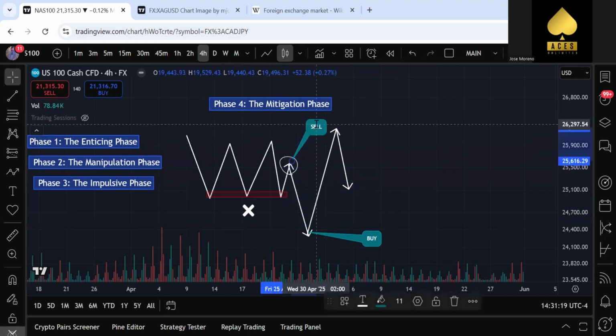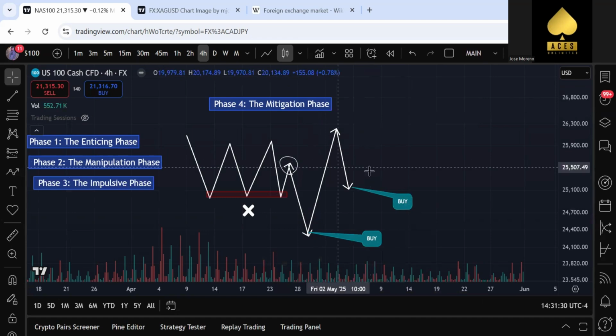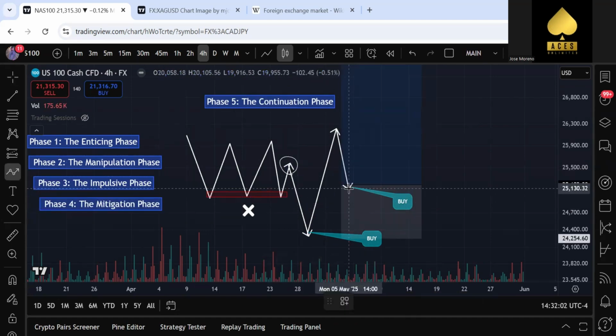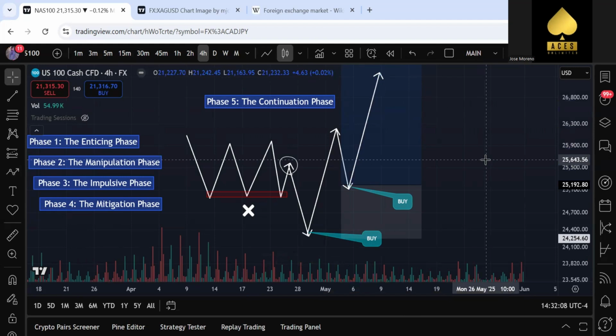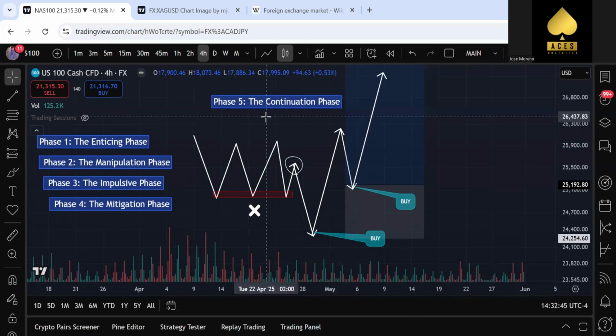So while they're closing out their sells, they're also entering into more buys. This is what causes the continuation phase. The continuation phase is where we'll be hitting our TPs. It's our favorite phase. This is where you catch the move with confidence because you're not guessing, you're tracking the information and the flow of money in the market.